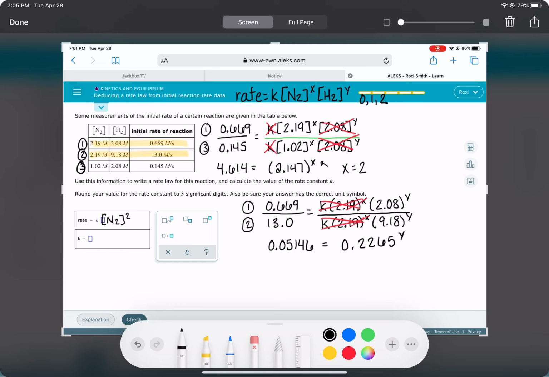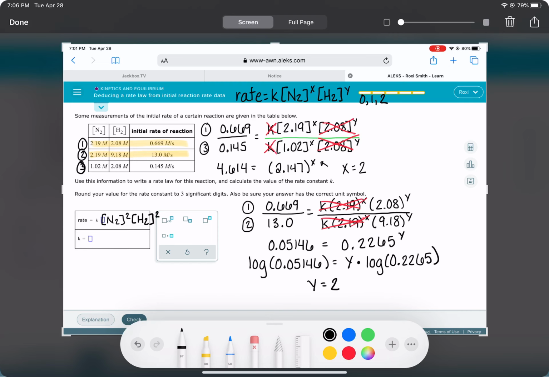So this data feels goofy to me. I'm looking at it really quick, making sure that I didn't make a mistake. So let's use the log method this time. The log of 0.05146 is equal to y times the log of 0.2265, and solve for y. Log of 0.05146 divided by the log of 0.2265 gives us y equals 2. So now we have our rate law done.